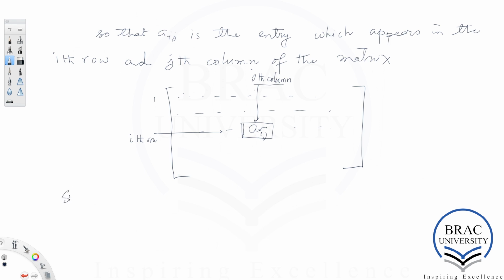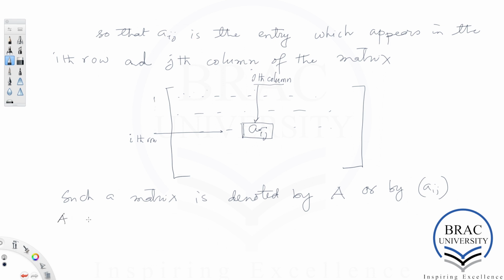Such a matrix is denoted simply by A, big A, or by Aij. This way the entries of the underlying matrix are manifest. It means that Aij is an entry of the matrix A.